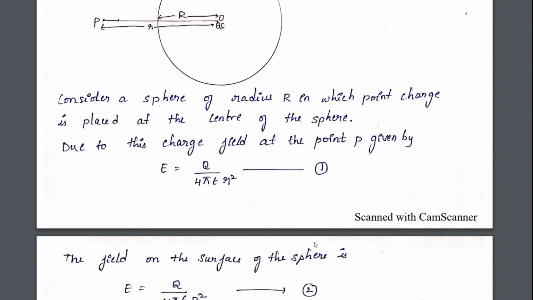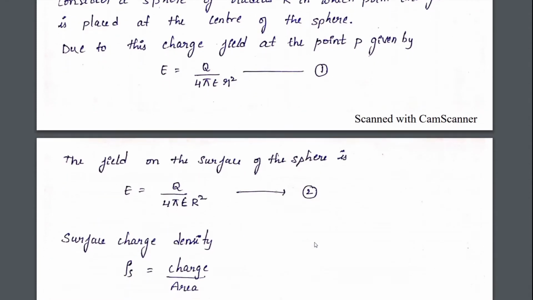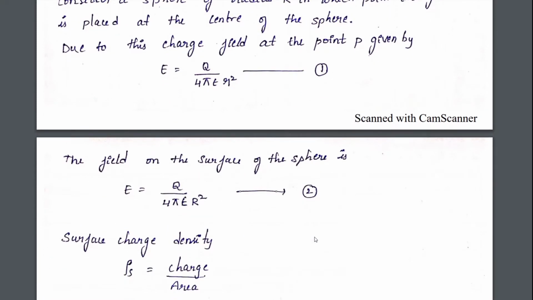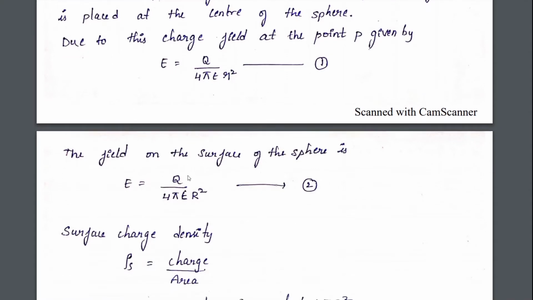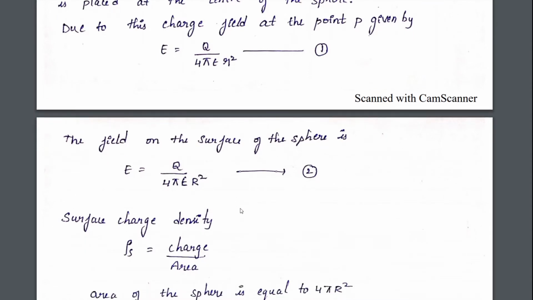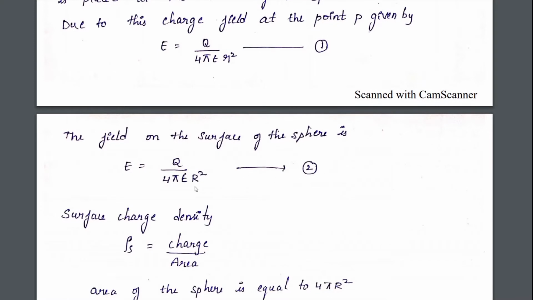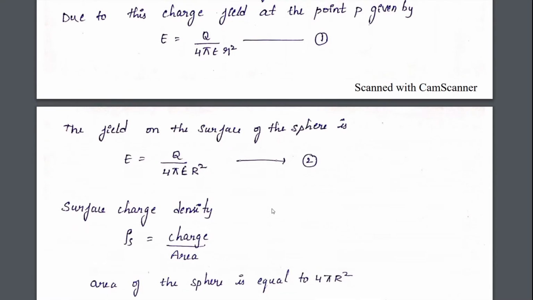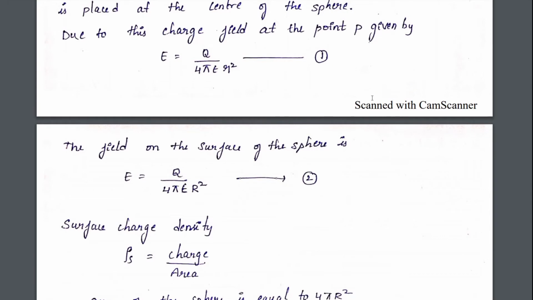Then instead of calculating the field at the point P, if you calculate the same field on the surface of the sphere, what will happen? The distance small r will change to capital R. So the field on the surface of the sphere will become q by 4 pi epsilon capital R square. That is denoted in the second equation. So you find the field at the point P first, you get the first equation, and then we shift the field to the surface of the sphere, and you get the second equation.